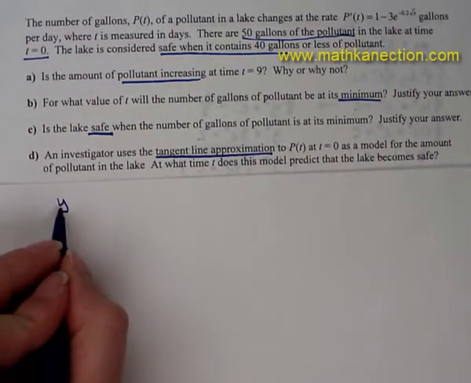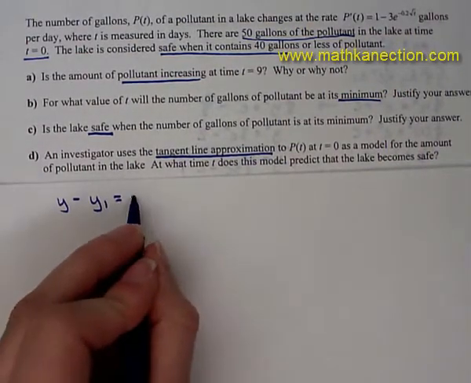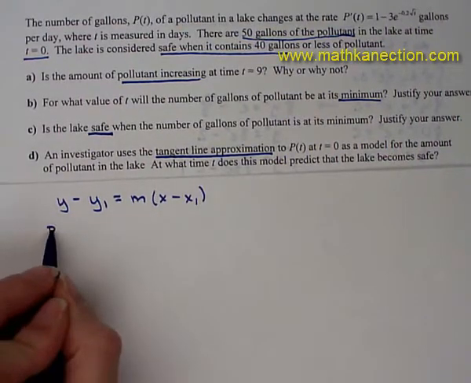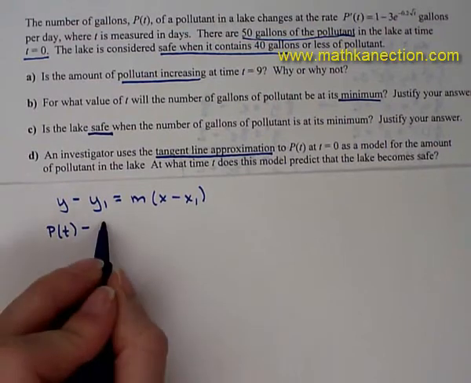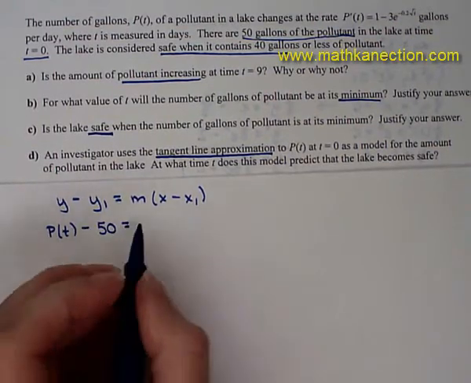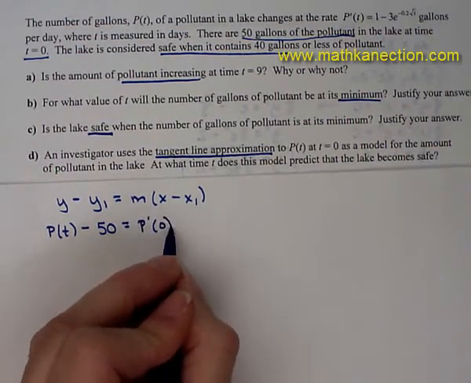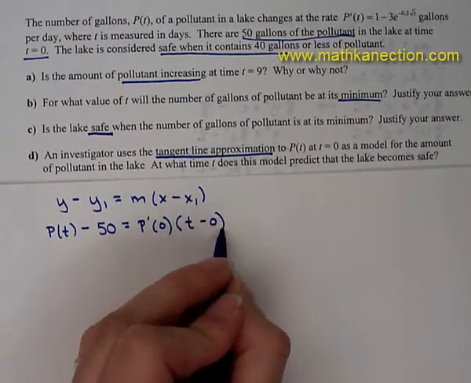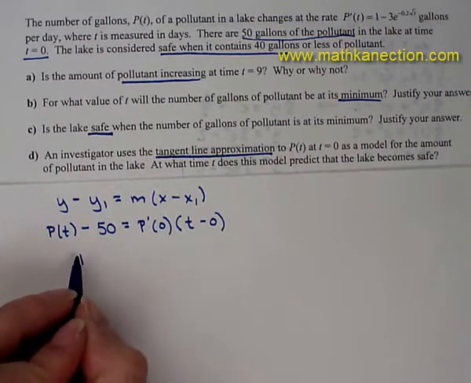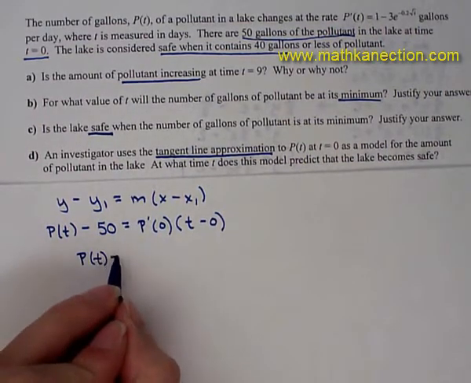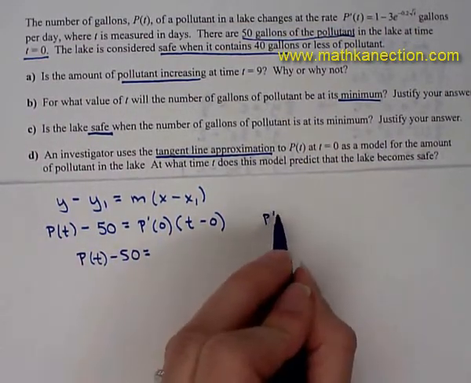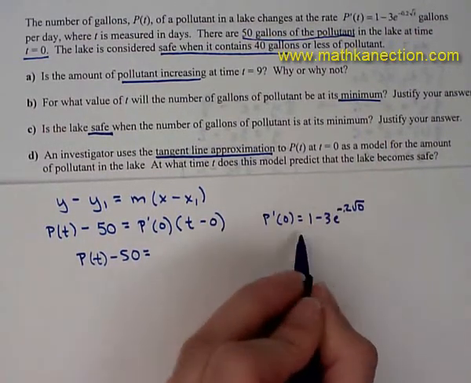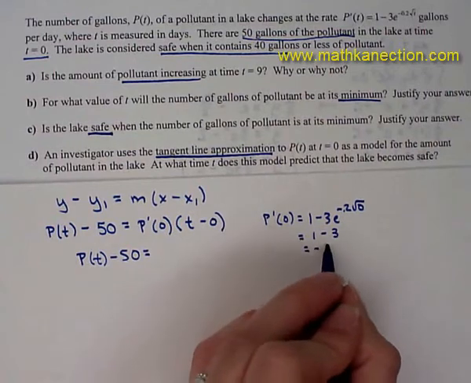To do a tangent line approximation, we have y minus y sub 1 is equal to m times x minus x sub 1. The y value is p of t, y sub 1 is 50, the initial gallons of pollutant. p prime of 0 is the slope, t for x, and x sub 1 is 0, the initial time. To calculate p prime of 0, we're placing 0 into the p prime of t equation. We get p prime of 0 is equal to negative 2.